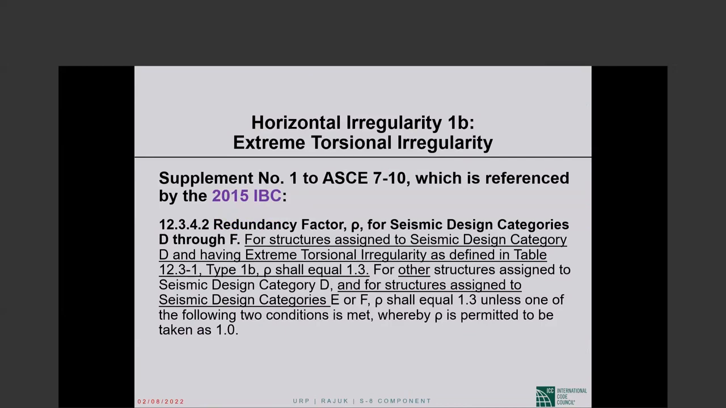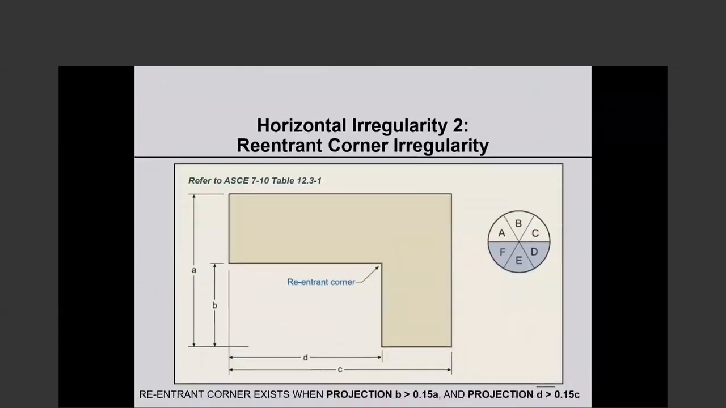This probably goes into a little too much detail, a supplement to ASCE 7-10. ASCE 7 says that the redundancy factor rho shall be automatically taken equal to 1 for buildings, but for structures assigned to seismic design category D and having extreme torsional irregularity, rho shall be 1.3. I won't go beyond that. This is the ASCE 7-10 supplement for you. It is in the future.